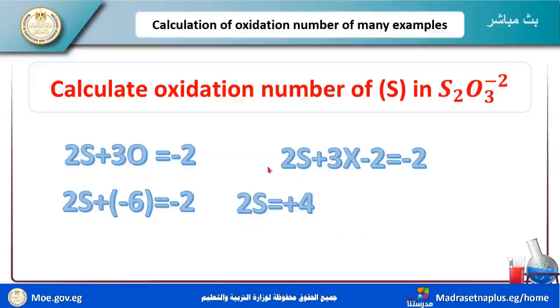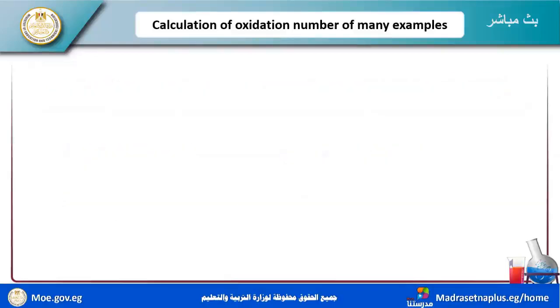You must divide positive 4 by 2, so sulfur is positive 2. Now you understand this slide and the last slides for calculations of the oxidation number of any atom in a group or polyatomic groups.